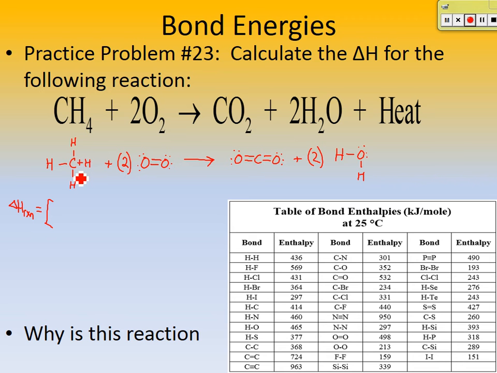So there's 1, 2, 3, 4. There's 4 carbon-hydrogen single bonds. So I'm going to put a 4 right here, because there's 4 of them. Timesing it by the energy that it takes to break them. We look up the energy between a carbon-hydrogen single bond. Where do you see that? Okay, carbon-hydrogen single bond, 414.